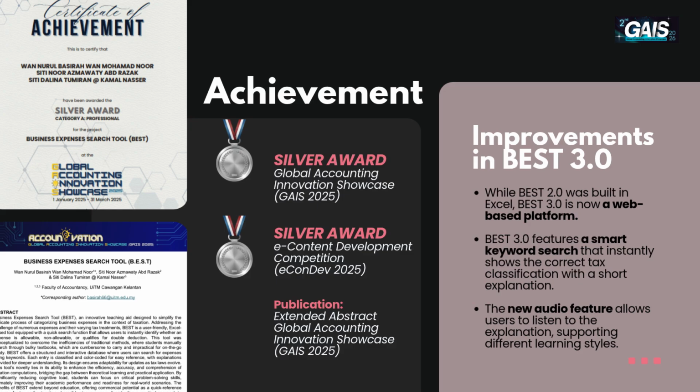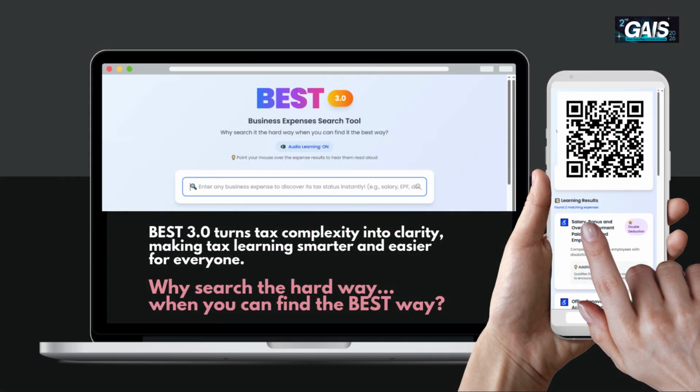BEST has already received a Silver Award at the Global Accounting Innovation Showcase 2025 and E-Content Development Competition 2025. In BEST 3.0, we introduced several improvements, including a web-based platform, a smart keyword search, and the audio feature to support different learning styles. In conclusion, BEST 3.0 transforms tax complexity into clarity. By combining technology with teaching innovation, it helps students learn taxation faster, clearer, and more effectively. Because when learning tax, why search the hard way, when you can find the best way?